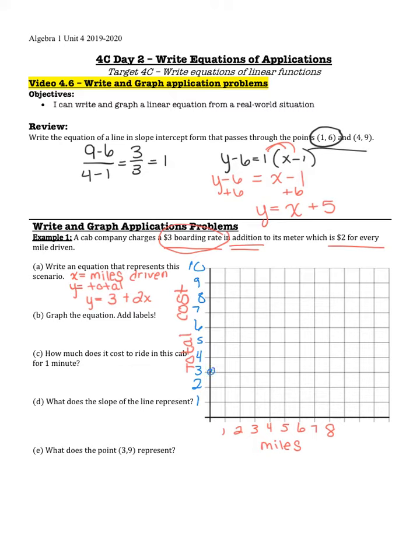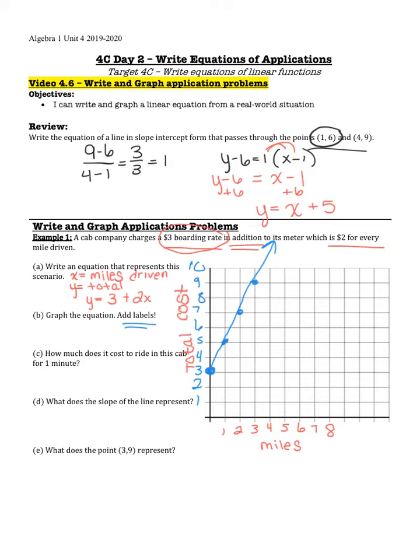My y-intercept's at 3, so that's where I start. And then every mile is $2, right? So that makes my slope 2. So go up 2 and over 1, up 2 over 1, up 2 over 1. And so I get 4 points, and that's enough. Not exactly the best straight line. So I graphed it. I have my labels. That was one of the biggest forgetful things on the test. You always want to label your graphs.